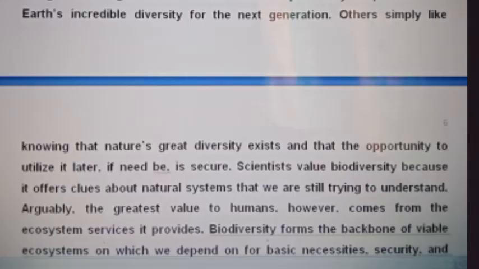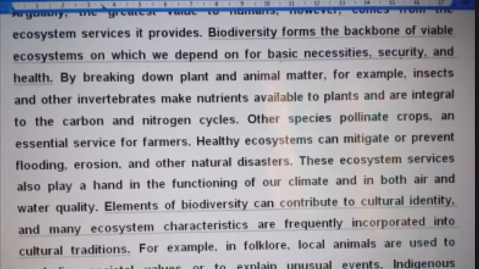Scientists value biodiversity because it offers clues about natural systems that we are still trying to understand. Arguably, the greatest value to humans, however, comes from the ecosystem services it provides. Biodiversity forms the backbone of viable ecosystems on which we depend for basic necessities, security, and health. By breaking down plant and animal matter, for example, insects and other invertebrates make nutrients available to plants and are integral to the carbon and nitrogen cycles.